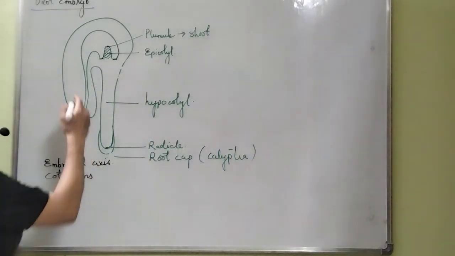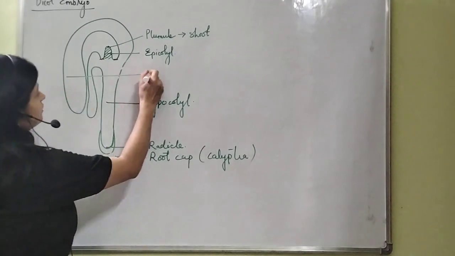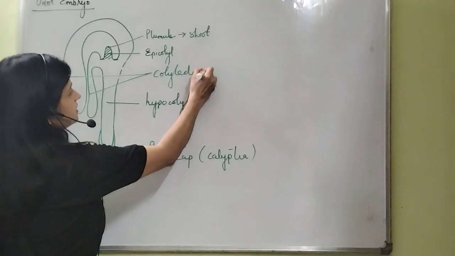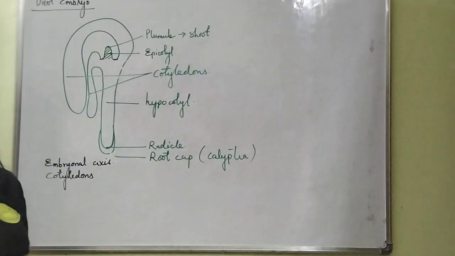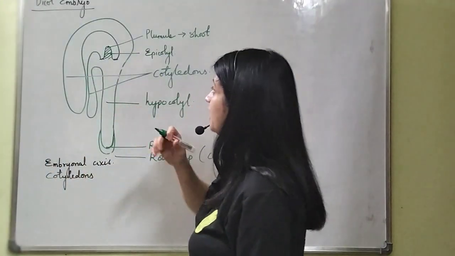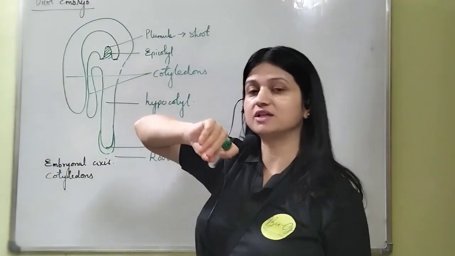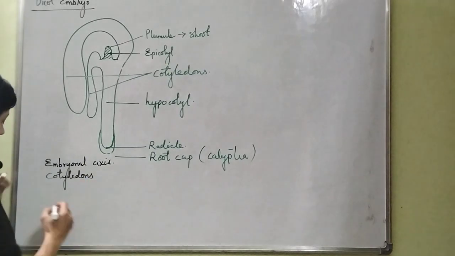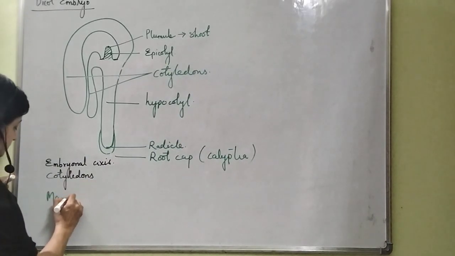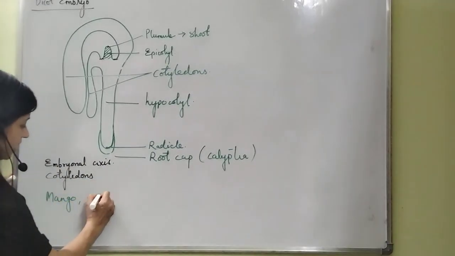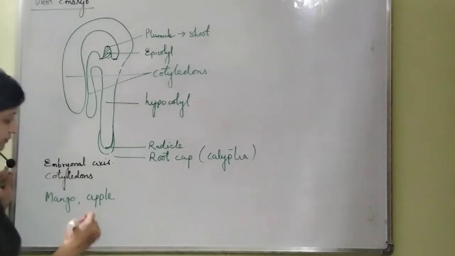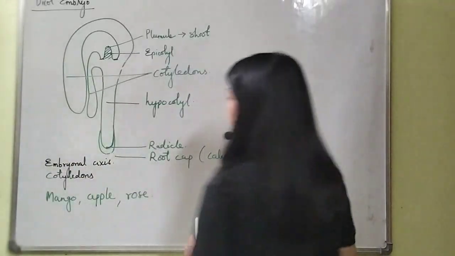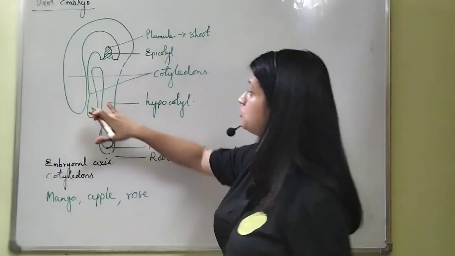Clear? These two structures are the two cotyledons. Cotyledons. फिर से देखेंगे बेटा structure of dicot embryo. A dicot embryo वो embryo जिसमें कितने cotyledons होंगे? 2 cotyledons होंगे. इसके जो example है we can write down mango, apple, they have dicot embryo, rose, etc.